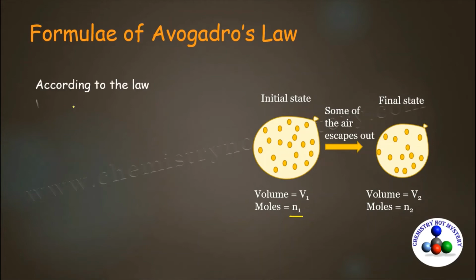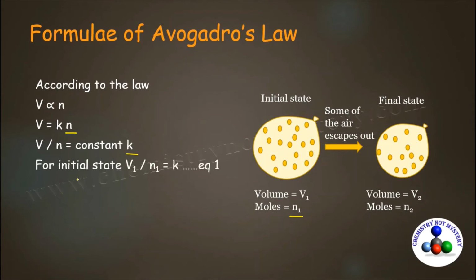Now let's apply the Avogadro law. According to the law, we know volume is directly proportional to number of moles. And when you remove this proportionality sign, you will get a constant. So you will get volume is equal to constant multiplied by number of moles. When you transfer the number of moles to the opposite side of the equation, you will get volume divided by number of moles is equal to constant. Now let's apply this formula for the initial state as well as for the final state. For the initial state, you will get V1 divided by n1 is equal to constant.